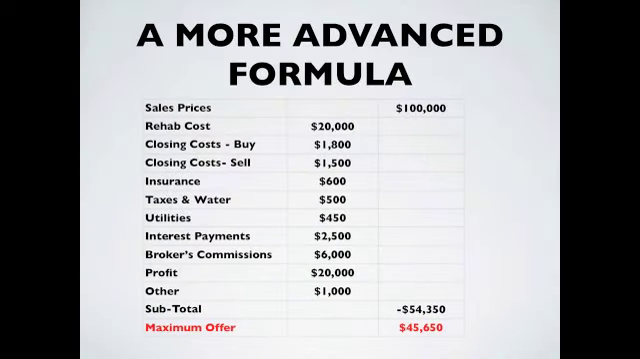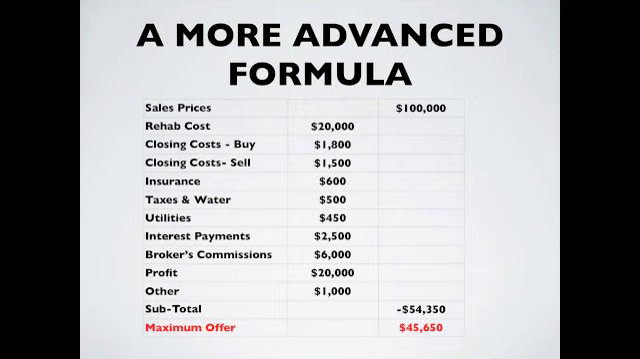Now let's look at a more advanced formula. I like the advanced formula because it allows me to fine-tune certain assumptions in the formula. So same numbers, $100,000 as the sale price, rehab cost of $20,000, but then you'll see itemized here all the costs that are associated with this: my buy costs, my selling costs, my insurance, taxes, water, utilities, interest, broker's commissions. The most important one, my profit. What am I going to make on this? $20,000, $25,000, $30,000, $50,000. Put that number in there to figure out what you're going to make.